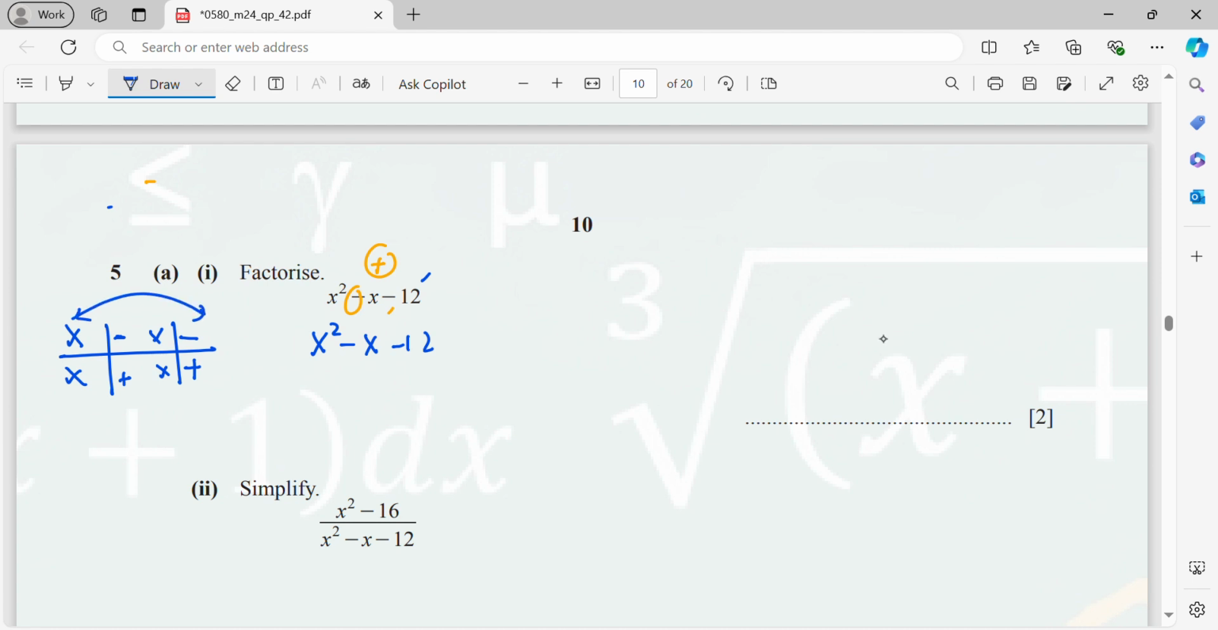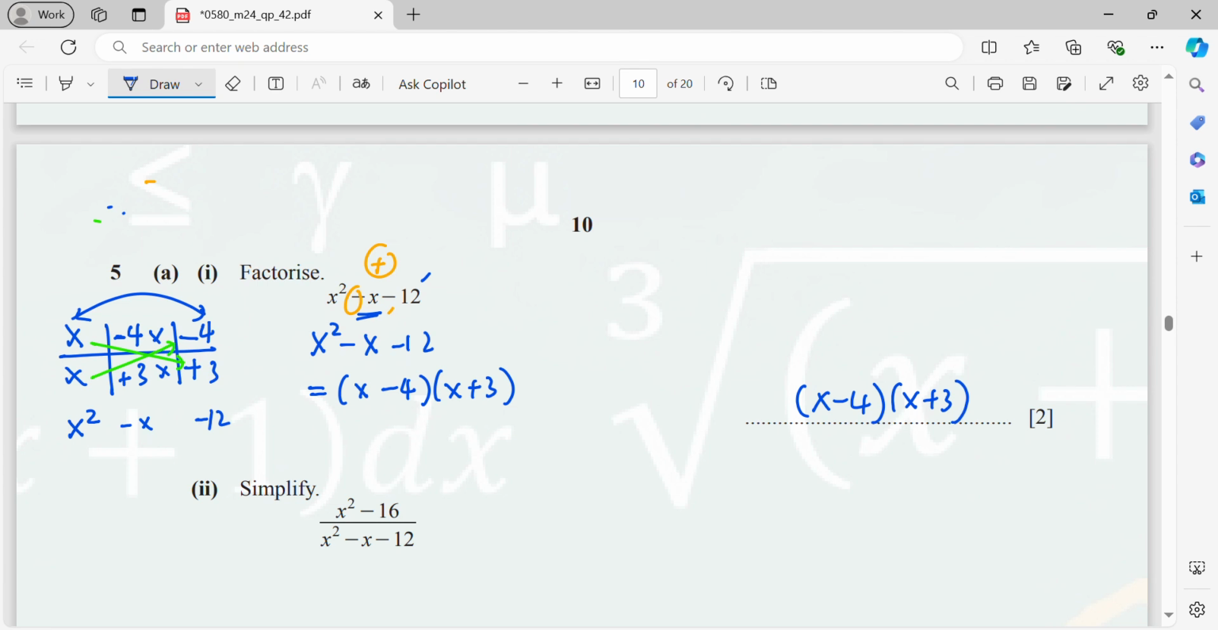When you multiply these two values, it will be the middle value. Because I need to get minus x here, therefore minus 4 times 3, and minus 4 times positive 3 is minus 12. So the middle value is minus 4x, and this is 3x. Then when you multiply, it will be x squared, the last term is minus 12, and the middle term you add, so it will be minus x. For the final answer, you cross multiply, so this is x minus 4 and then x plus 3. So this is how we factorize it. Done for the first part.